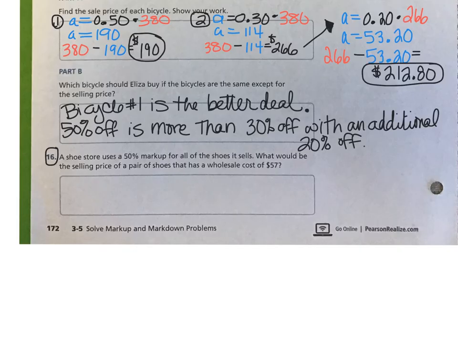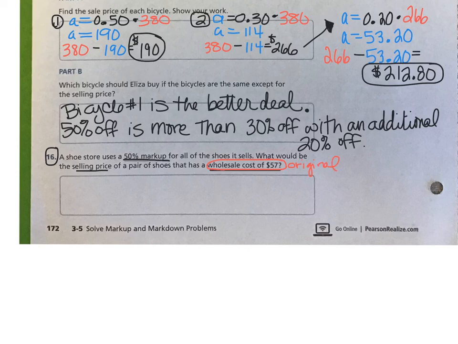And finally, let's work through question 16. A shoe store uses a 50% markup for all of the shoes it sells. What would be the selling price of a pair of shoes that has a wholesale cost of $57? Now remember, the wholesale cost is what the store has to pay to get the item there. That's going to be the original cost. So that is our whole amount.